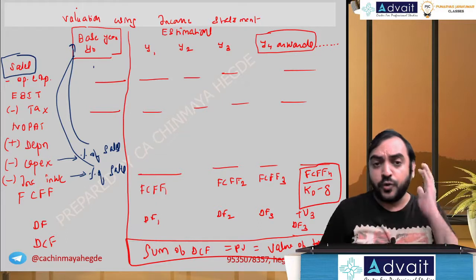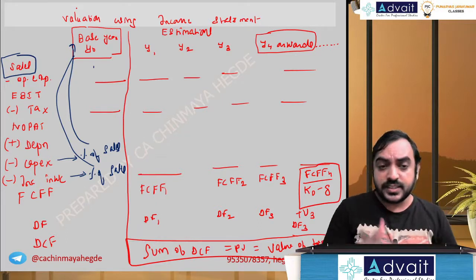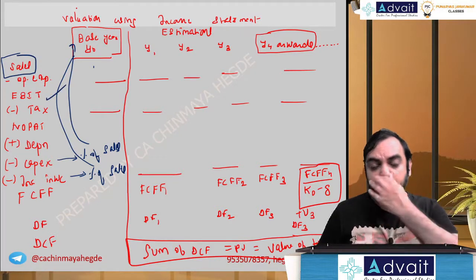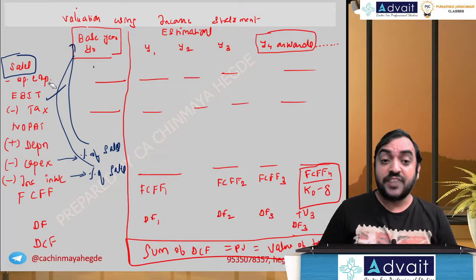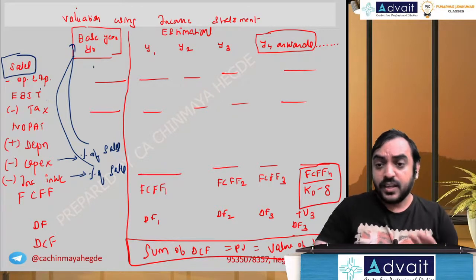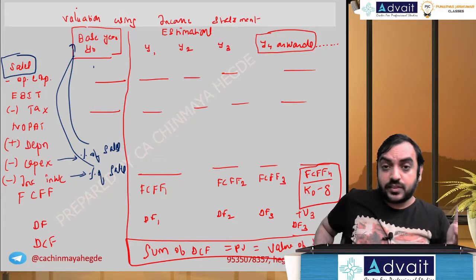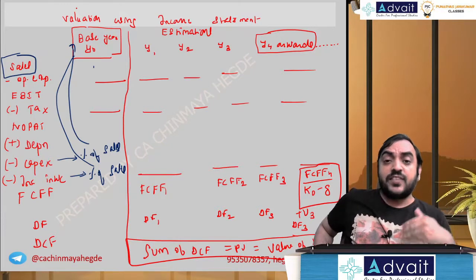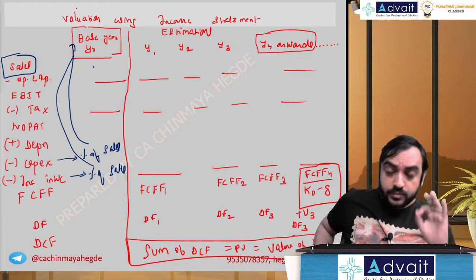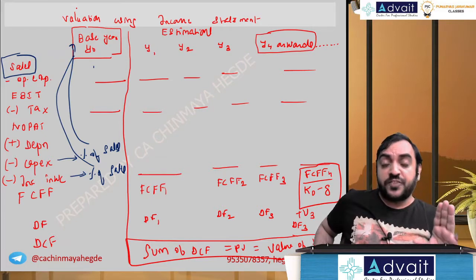So this is the full-fledged income statement. We have done FCFF. If I subtract interest, then my answer here will be the value of equity, FCFE. Anyway, this is one structure you can follow. If they ask you value of business, we take FCFF. If they ask you value of firm, we take FCFF.